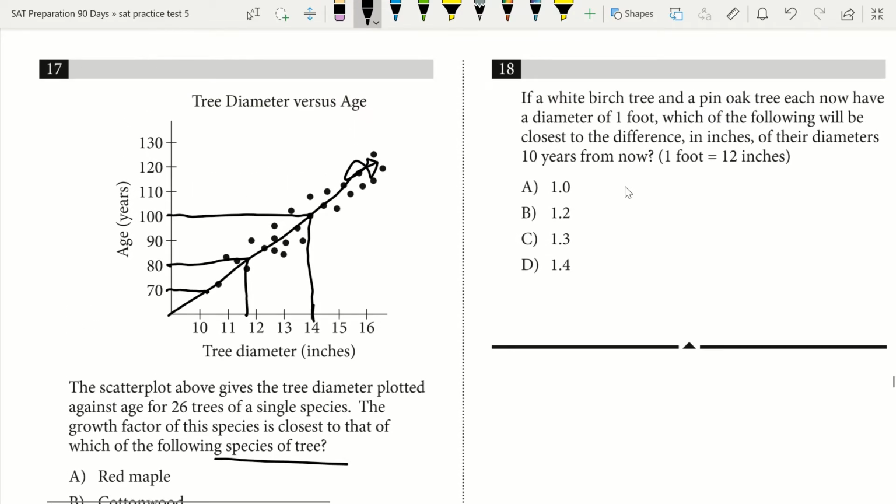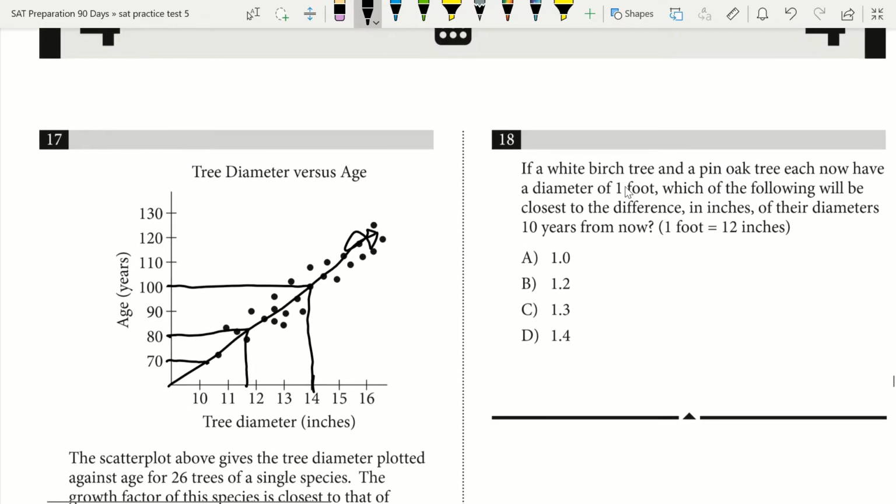All right, 18. If a white birch tree and a pin oak tree have a diameter of 1 foot right now, which of the following will be closest to their difference in diameters 10 years from now? Well, we know their difference in age is going to be 10. Since 10 is their difference in age, that's going to have to equal their change in diameter times their growth factor. So change in diameter times growth factor for both of them is going to have to be 10. So let's go ahead and take a look at what their growth factors are.